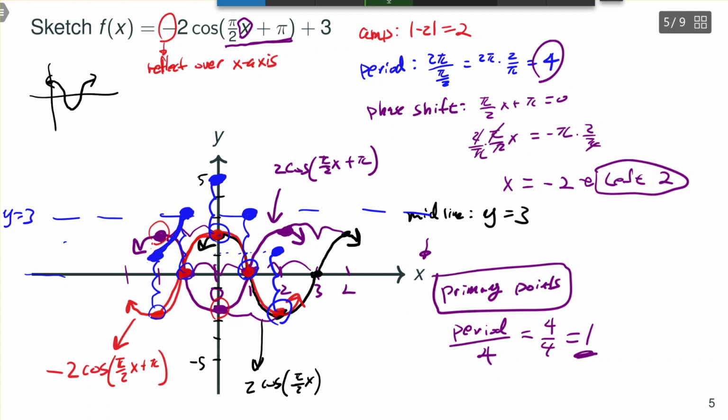So we have this curve shape right here. It's kind of like a ghost, right? Ghost shape. And we make sure to draw an arrow. So this one is the final answer: -2 cosine pi over 2x plus pi, plus 3. So let me highlight the final answer. So we have a lot of graph here. This is the final graph.